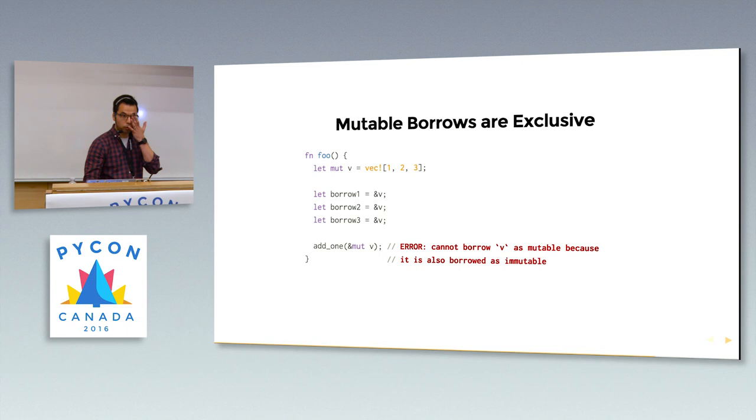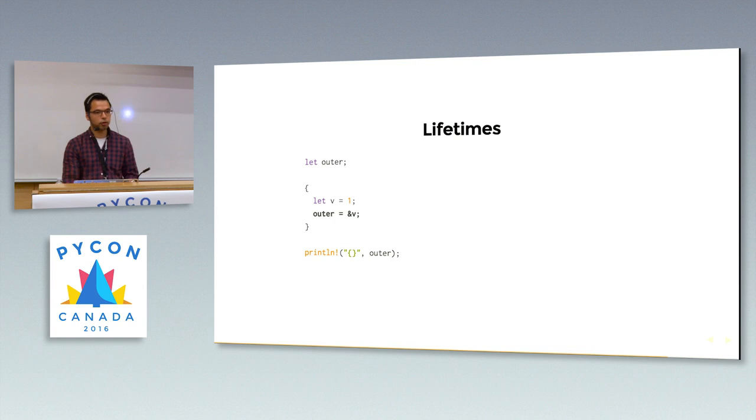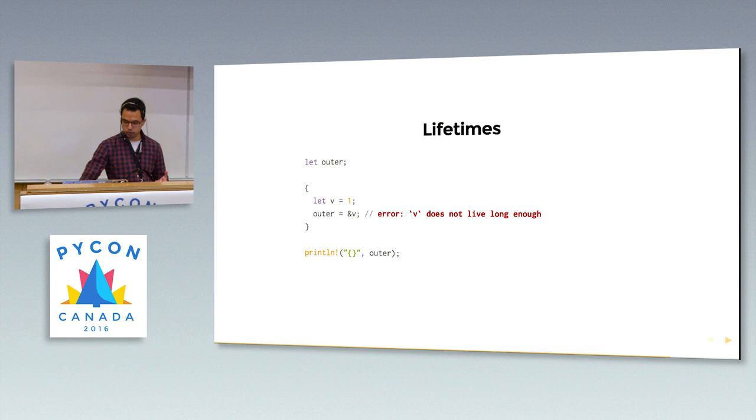And here's another example with what are called lifetimes. So if you have this outer variable, and then inside the scope you have a variable v, and you try to assign the outer variable a reference to v, as soon as this goes out of scope, v is going to be freed. And so this gives you an error saying that v doesn't live long enough.